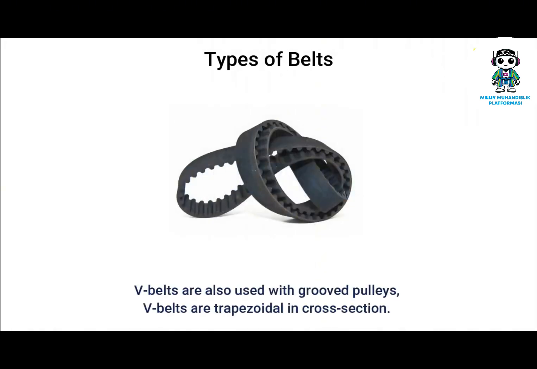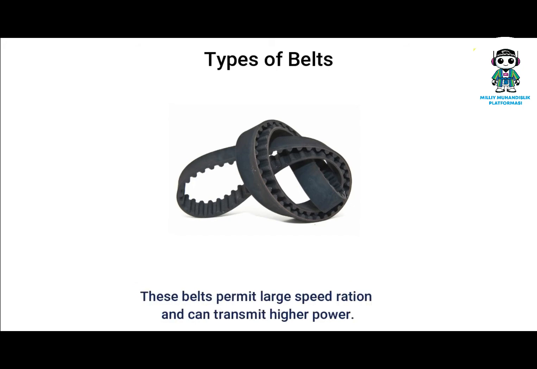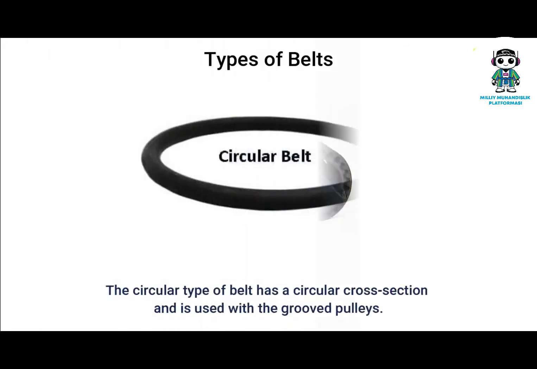V-belt. V-belts are also used with groove pulleys, and are trapezoidal in cross-section. These belts permit large speed ratio and can transmit higher power. Circular belt. This type of belt has a circular cross-section and is used with the groove pulleys.